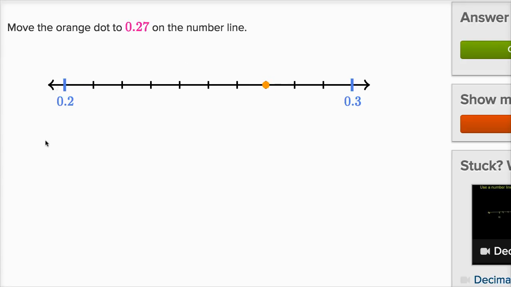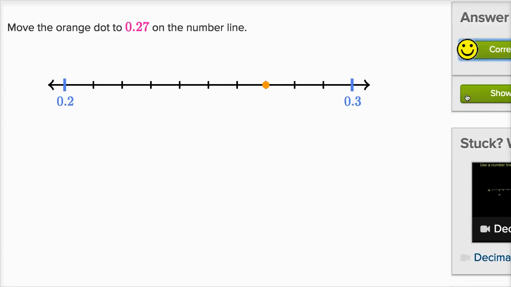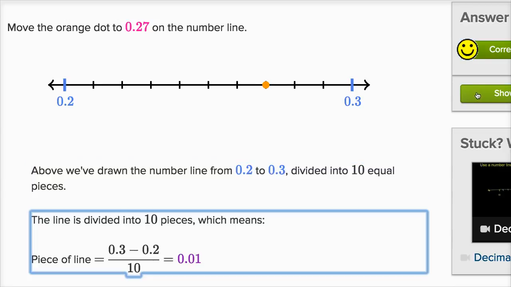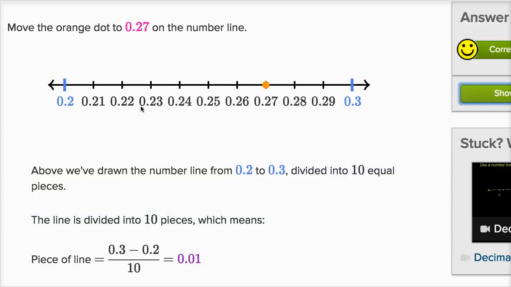Another way you could view it is, this is 20 hundredths. 2 tenths is the same thing as 20 hundredths, 21 hundredths, 22 hundredths, 23 hundredths, 24 hundredths, 25 hundredths, 26 hundredths, 27 hundredths. All right, check our answer, and let's see the hints. They say 10 equal pieces. They show us that right over here. They actually labeled it. Anyway, hopefully this helps. I encourage you to go try this exercise out now.